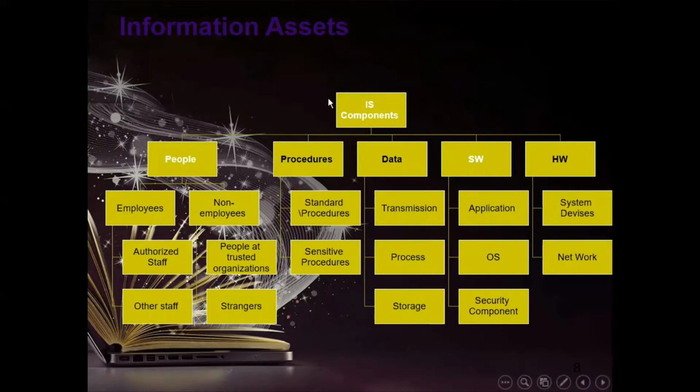These are the information assets, the information security components. It is the overall structure of the information assets we have. The first thing is the information component. In the information component, there are various parts in the organization: people, procedures, data, software, and hardware. These are considered information components.